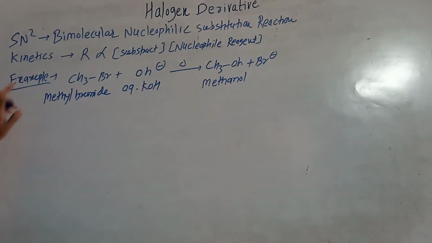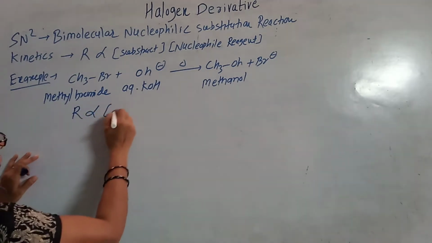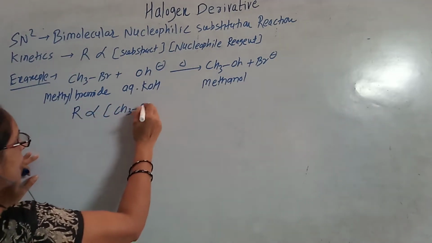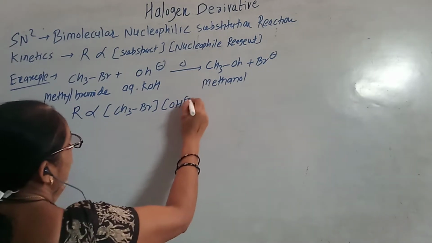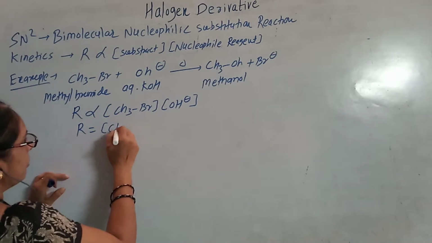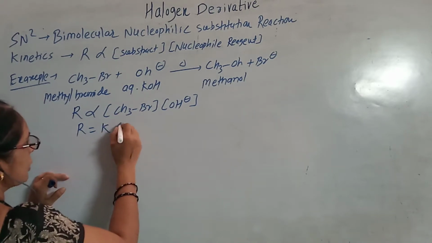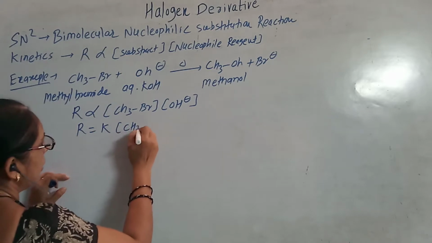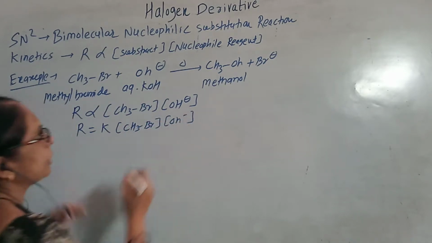Okay. So the rate of the reaction, from the kinetics, depends upon the substrate, that is methyl bromide, and the nucleophilic reagent, NaOH. So this SN2 reaction is a bimolecular reaction. If I remove the proportionality sign, I have to place the constant, and here I can write it this way. So therefore it is a bimolecular reaction.